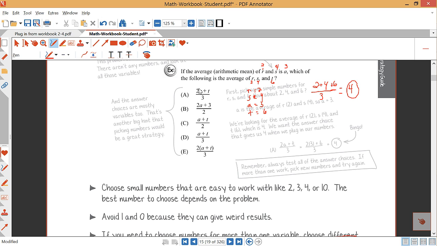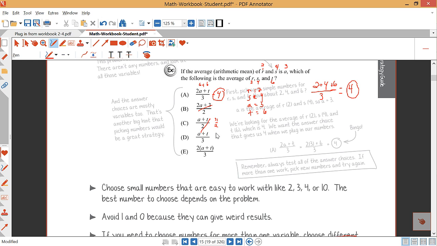Okay, so let's go. 2 times A is 3, so 2 times 3 is 6, plus t is 6, so 6 plus 6 is 12, divided by 3 equals, oh hey, look at that, our first one. Looks like we've got a match. Now, you do want to check the others quickly, just to make sure that you don't get a double match. Okay, so 2 times 2a is 6 plus 3 is 9 divided by 2. That's not 4. A plus t, 5 plus 6, 11 divided by 2 is 11 halves, not 4.